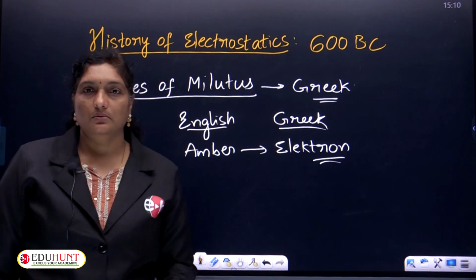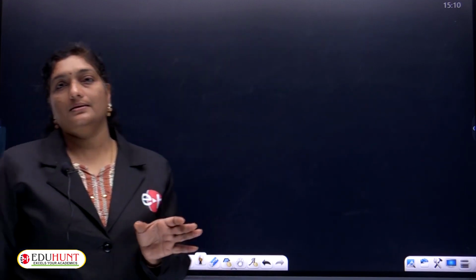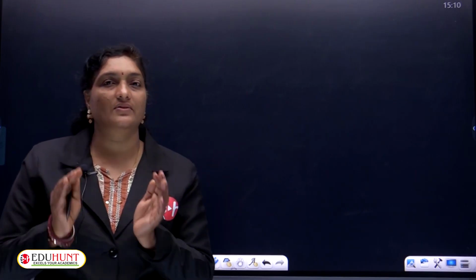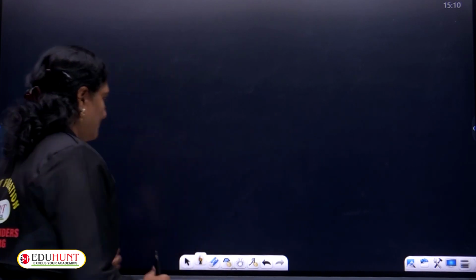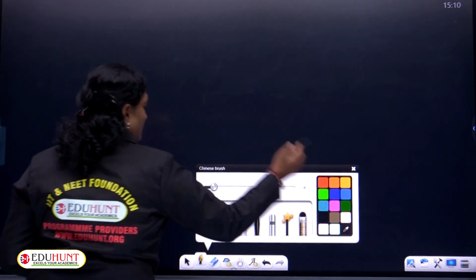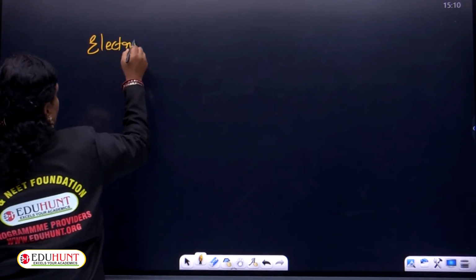So now let us move to the next topic, that is the fundamentals or the properties associated with electric charge. First of all, let us try to understand what is electric charge. Okay, first one is all about your electric charge. Let us look into its definition.